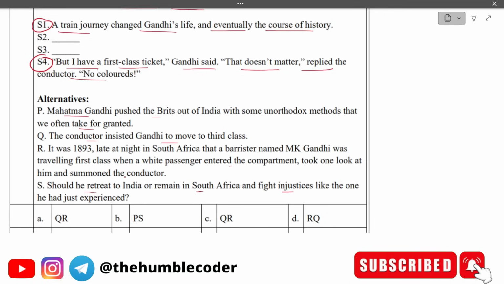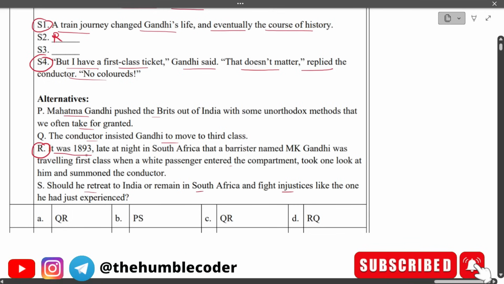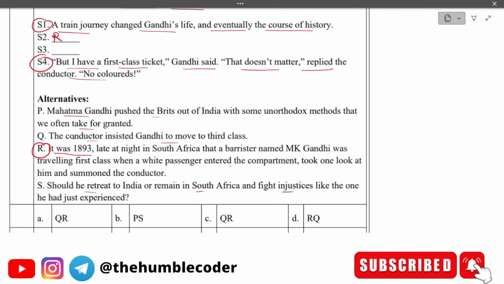See, so guys, in the first sentence, the correct one that will come will be R. Okay, so here R will come. Why so? Let's read this. See, option R is basically setting the scene. Because when you read the first statement, it is saying a train journey changed Gandhi's life and eventually the course of history, right? And then this is setting up the scene of the paragraph, right?